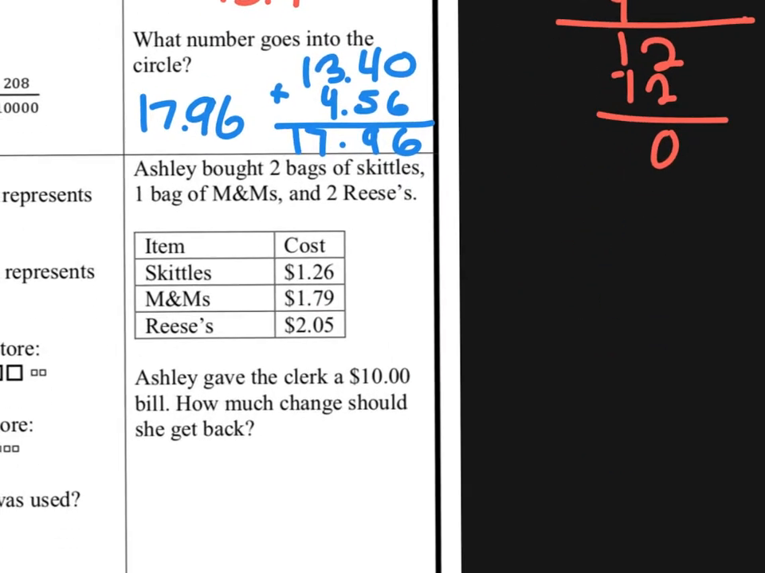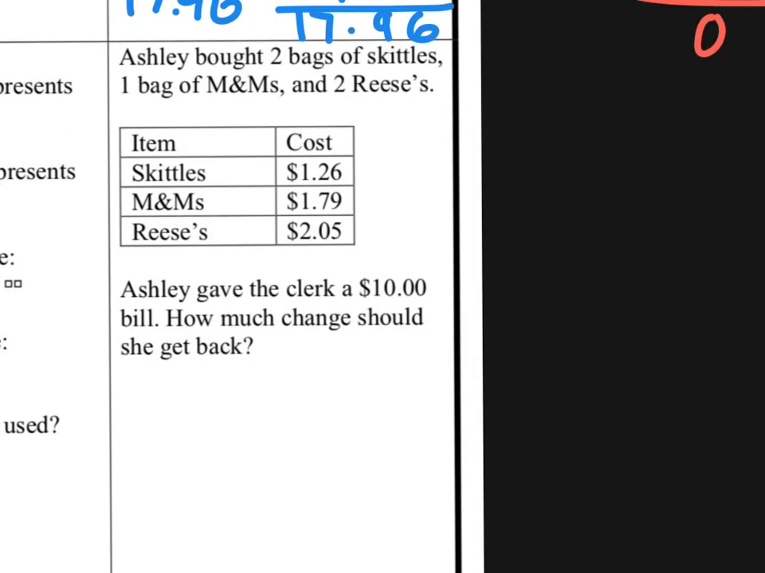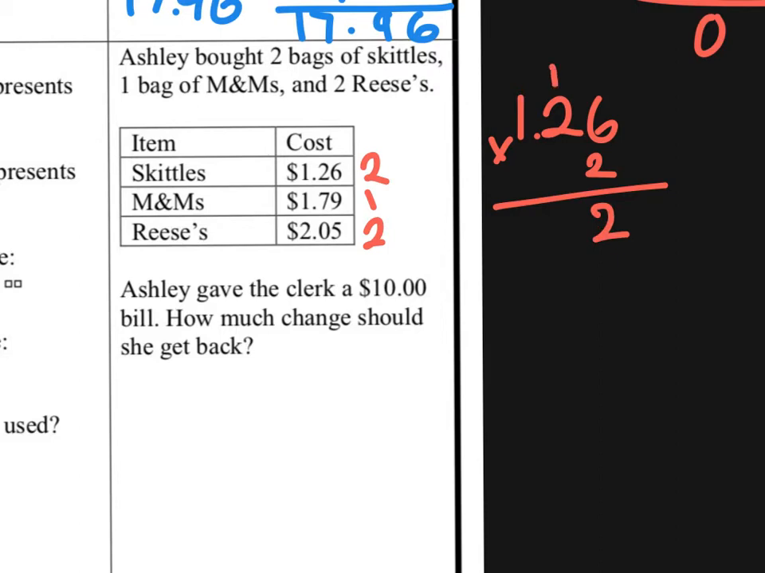For the next one, it says Ashley bought 2 bags of Skittles, 1 bag of M&Ms, and 2 Reese's. Ashley gave the clerk a $10 bill. How much change should she get back? Well, she bought 2 bags of Skittles, 1 bag of M&Ms, and 2 of the Reese's. So we'll calculate that. So here's $1.26 times 2 for the Skittles. 6 times 2 is 12, carry the 1. 2 times 2 is 4, add 1 is 5. And 2 times 1 is 2. We know we have 2 numbers behind the decimal. There it is, it's $2.52. And the M&Ms, we just leave it alone because it's just one of them, and it's $1.79.